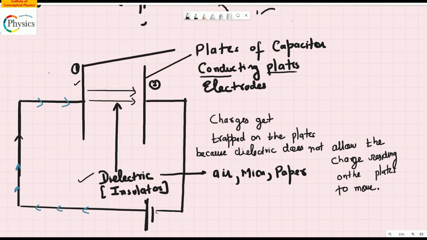We'll talk about all these things. Basic construction, just remember, two plates, one insulator between them. The plates allow the current to pass through it. The dielectric does not allow the current to pass through it. When the battery is connected, the charges start flowing and get trapped on the plates because the dielectric will not allow any charge to pass through them across the plates.